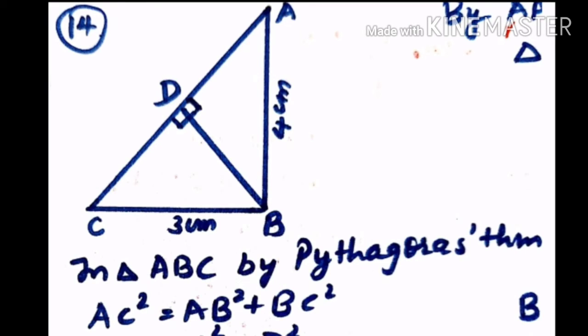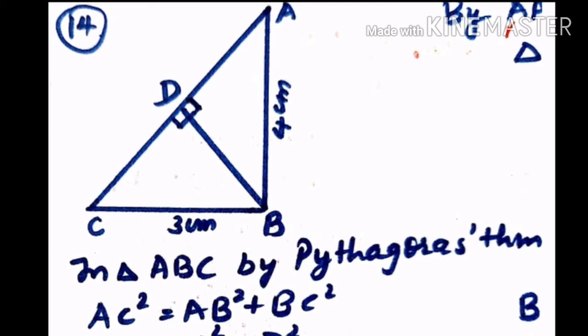Now question number 14. See students, this question is again very important to understand. In this figure you see triangle ABC is a right angle triangle at B. It is already given that angle B is 90 degree. D is the foot of the perpendicular from B to AC, means D is the point on AC which is forming a perpendicular, always 90 degree. You can see the square drawn, it means it is 90 degree. And given that BC is equal to 3 centimeter and AB is equal to 4 centimeter, which is already shown in the figure.